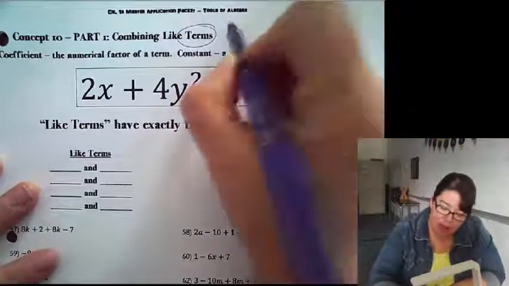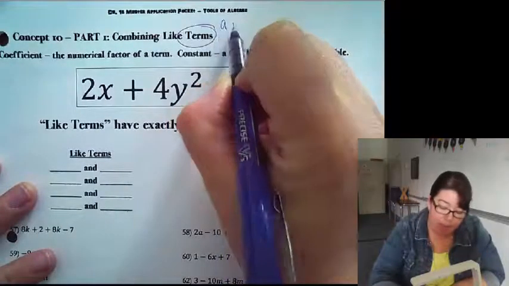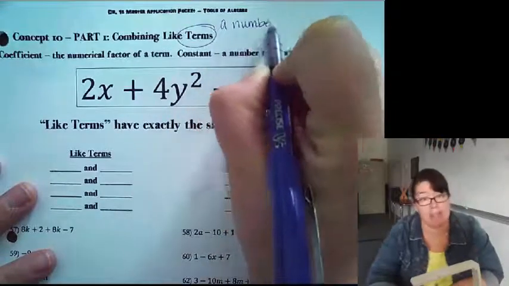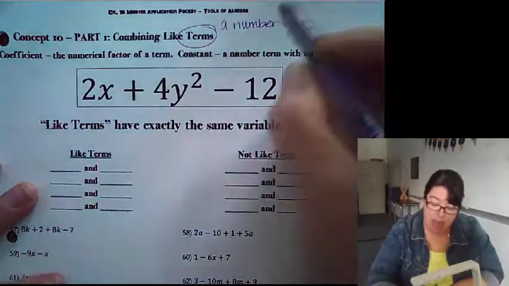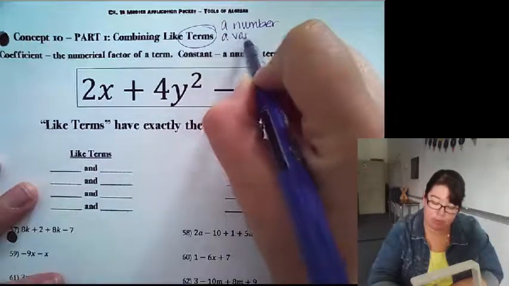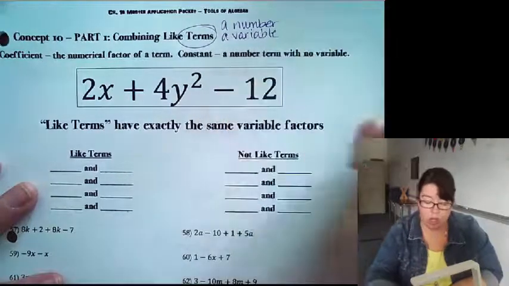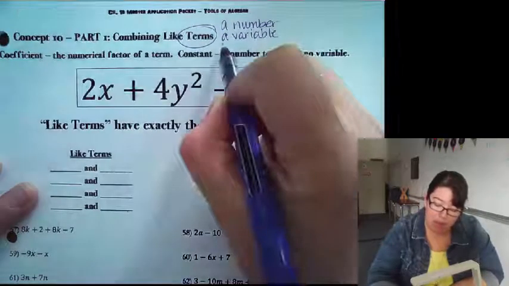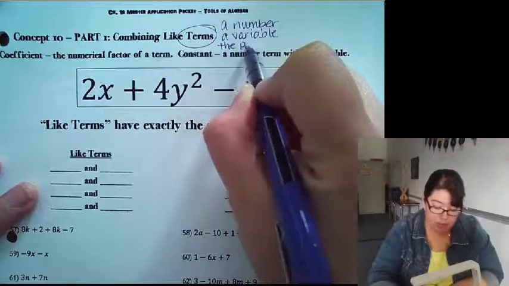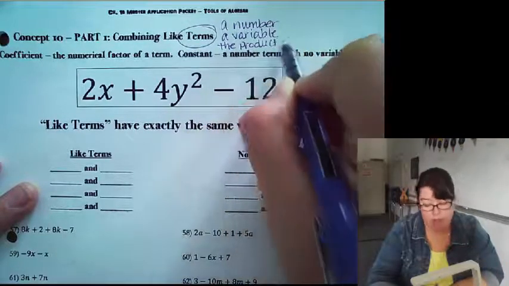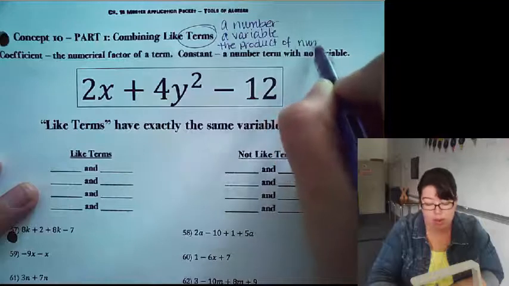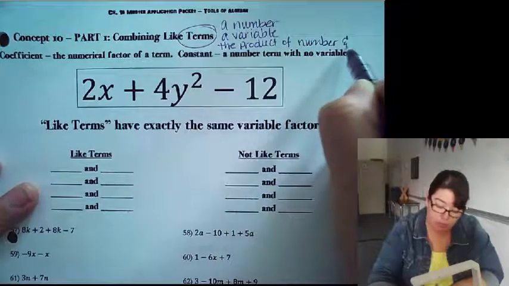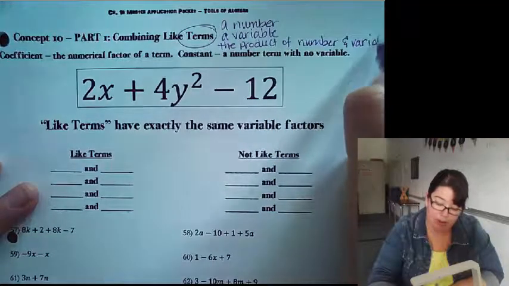A term in algebra is a number. So it can be a number all by itself. It can be a variable all by itself. Or it can be the product of a number and variables. So they can be multiplied together.